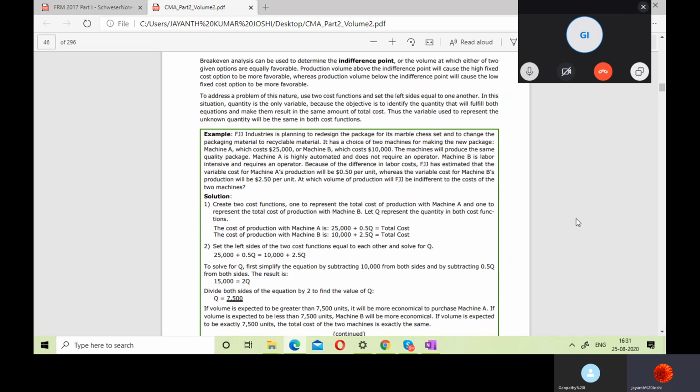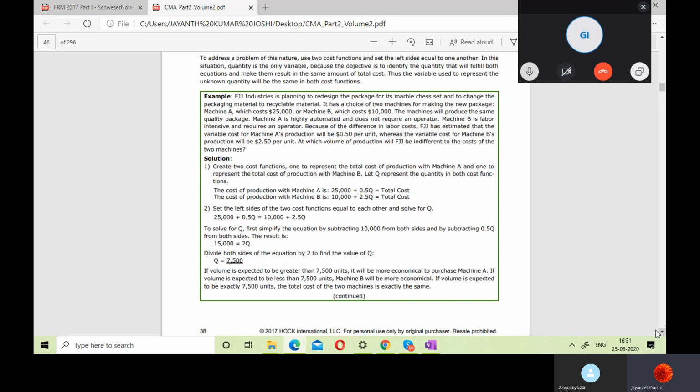At which volume of production will FJJ be indifferent to the cost of the two machines? That is, how much you should produce, or what is that level of production at which FJJ will be indifferent to the cost of the two machines. That means it will have no issues with whatever the cost of the machine would be.